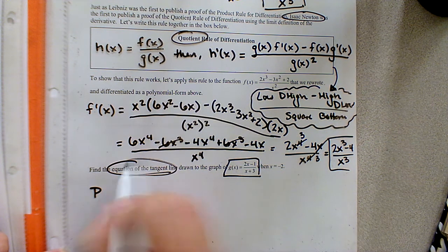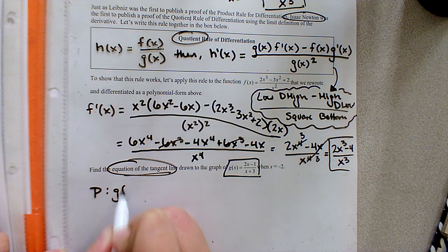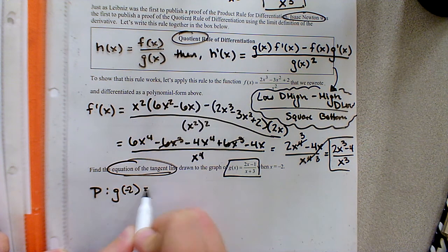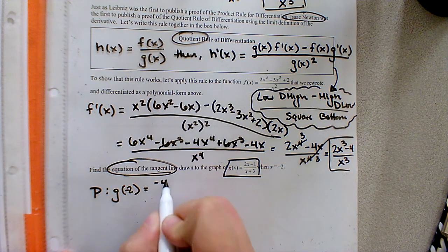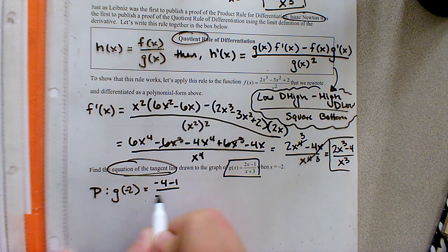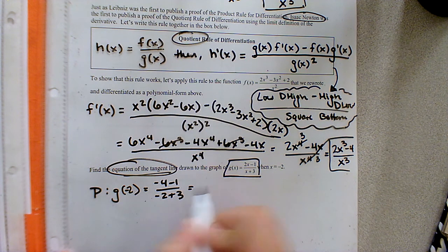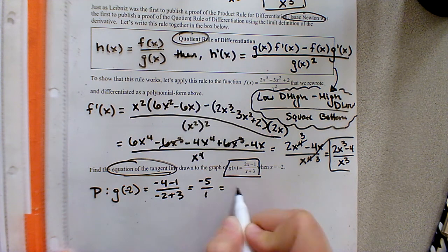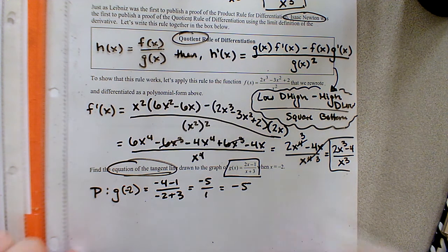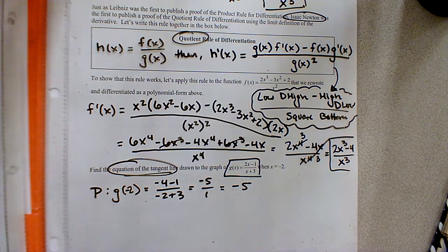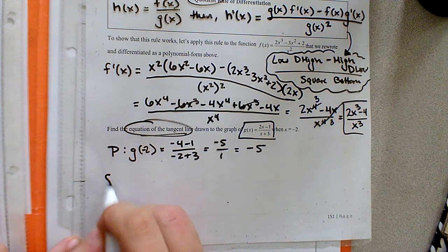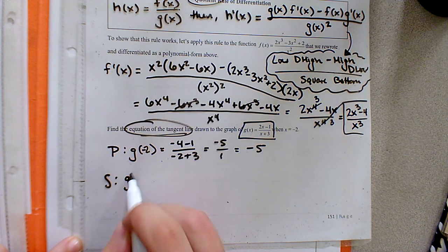Since we're going to write the equation of a tangent line, maybe we can find the point first. We can simply plug in -2 into our function and see what we get. So -4 minus 1 over -2 plus 3. We'll get -5 over 1, which is -5. All right, now for the slope, that comes from our derivative.